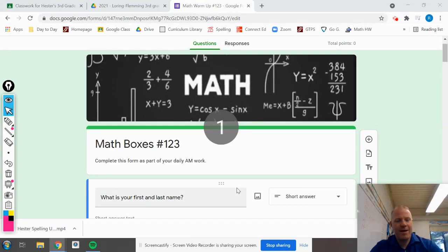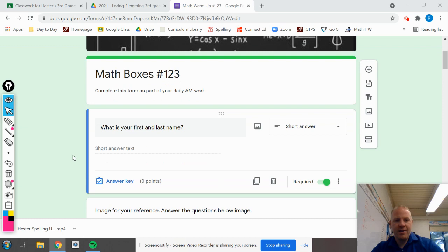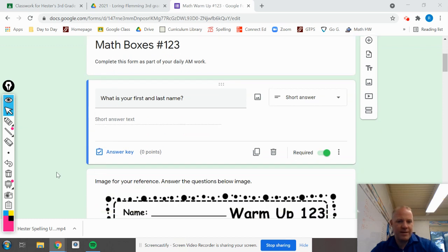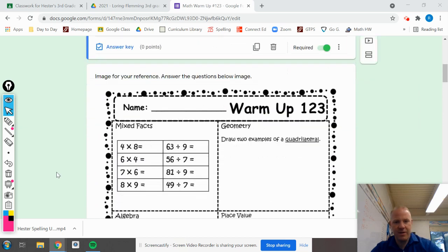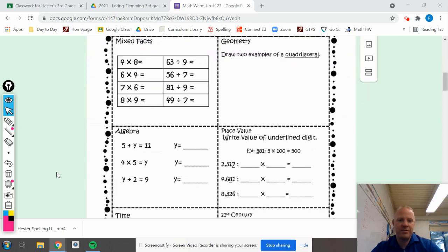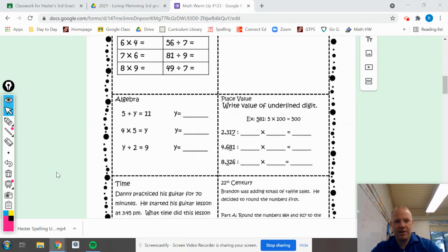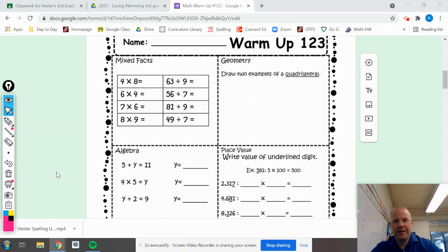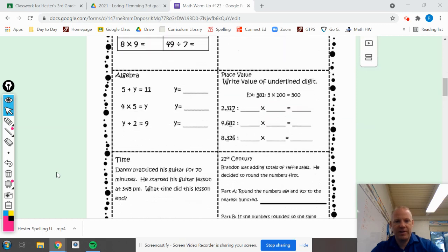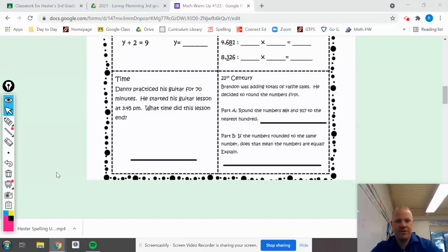Everybody, and welcome to our morning math. We are on number 123. So make sure you put your name in the box and then come on down and take a look. We have mixed facts, multiplication versus division, algebra solving for y, time, geometry, place value, and our challenge problem.